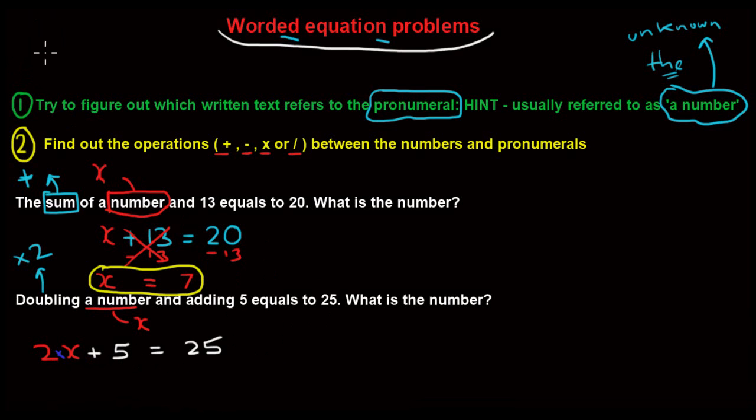We're trying to find out what x is. So remember, two-step equation. What we're going to do first is remove the plus here. So we do the opposite operation, which in this case is minus. So minus 5 from both sides.